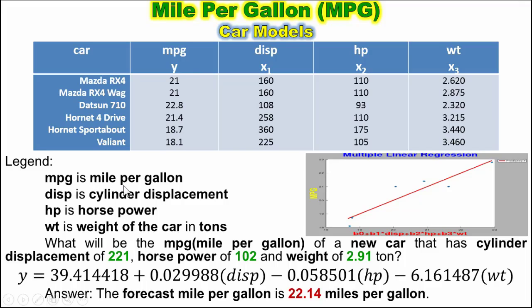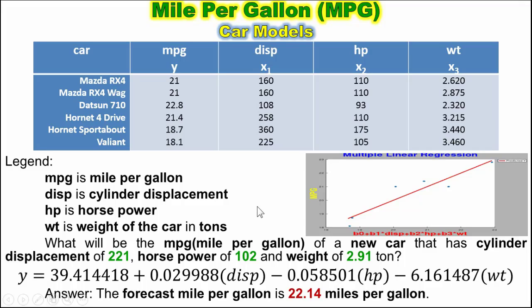MPG stands for mile per gallon, DISP is cylinder displacement, HP is horsepower, WT is the weight of the car in tons. What will be the mile per gallon of a new car that has a cylinder displacement of 221, horsepower of 102, and weight of 2.91 ton?